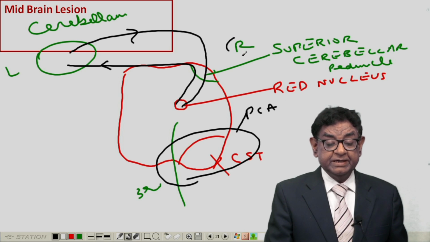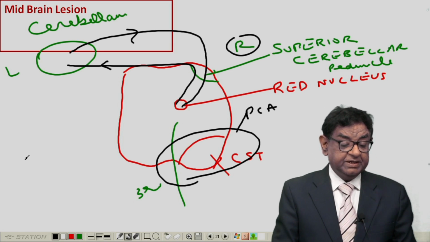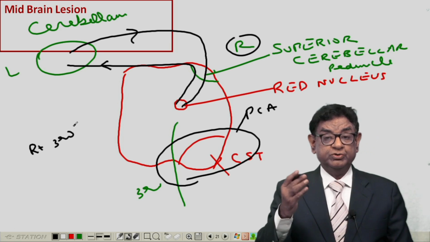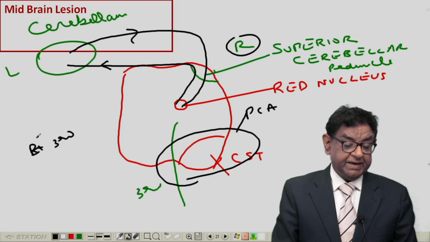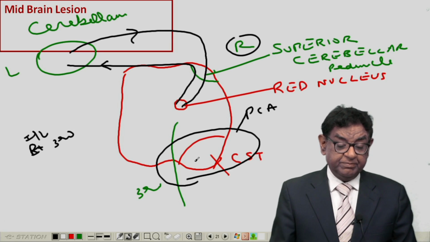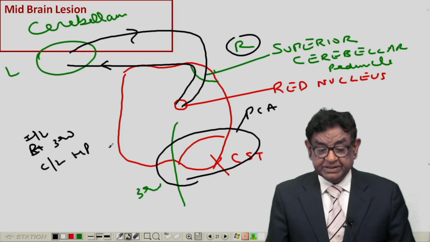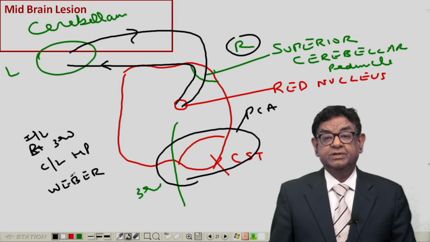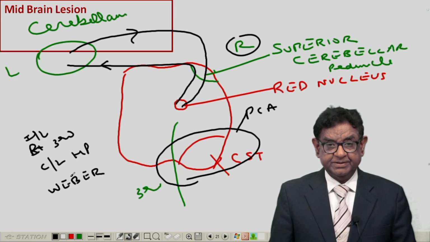This is the right-sided lesion. How will the patient manifest? The patient will manifest with right-sided third nerve palsy, or you can say right or ipsilateral third nerve palsy. I am writing ipsilateral, and there will be contralateral hemiplegia. So this condition is known as Weber syndrome. So in Weber syndrome, ipsilateral third nerve palsy, contralateral hemiplegia. Just clear.